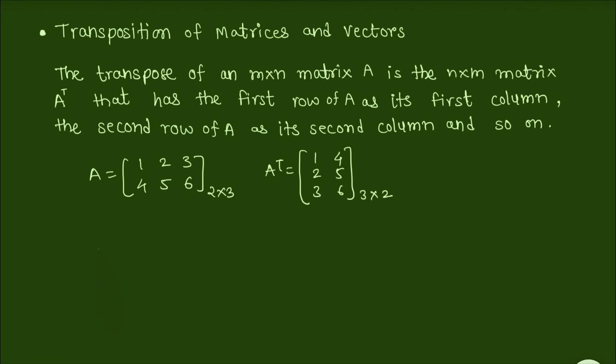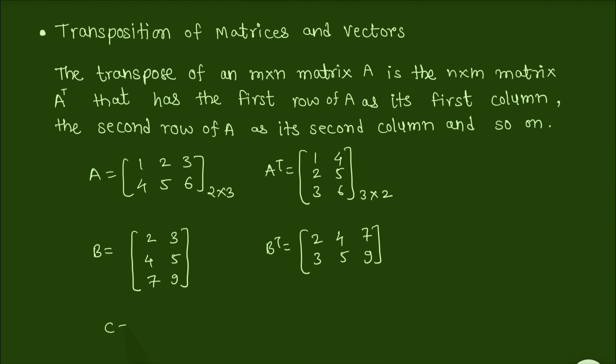Now let's take more examples. Let B be the matrix with entries 2, 3, 4, 5, 7, 9. Then B transpose is formed by interchanging its rows and columns. Let C be a row vector 1, 4, 7. Then C transpose is a column vector having entries 1, 4, 7.